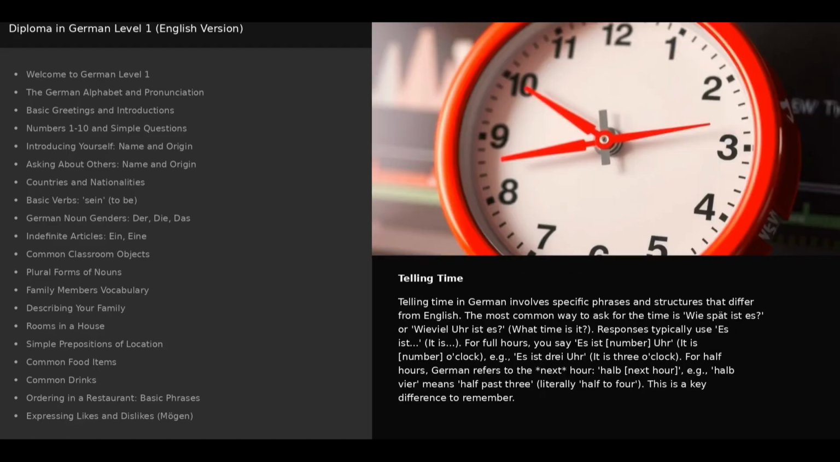Telling time. Telling time in German involves specific phrases and structures that differ from English. The most common way to ask for the time is Wie spät ist es? Or Wie viel Uhr ist es? What time is it? Responses typically use Es ist, it is. For full hours, you say Es ist number Uhr, it is number o'clock. E.g., Es ist 3 Uhr, it is 3 o'clock.